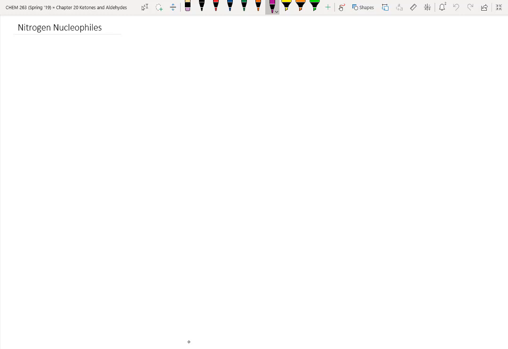So on Tuesday, we talked a lot about oxygen nucleophiles and how they interact with ketones and aldehydes. Today, we're going to look at nitrogen nucleophiles, and luckily the reactions are somewhat similar. So let's take a look at the overall reaction, and then we'll go into the mechanism after.